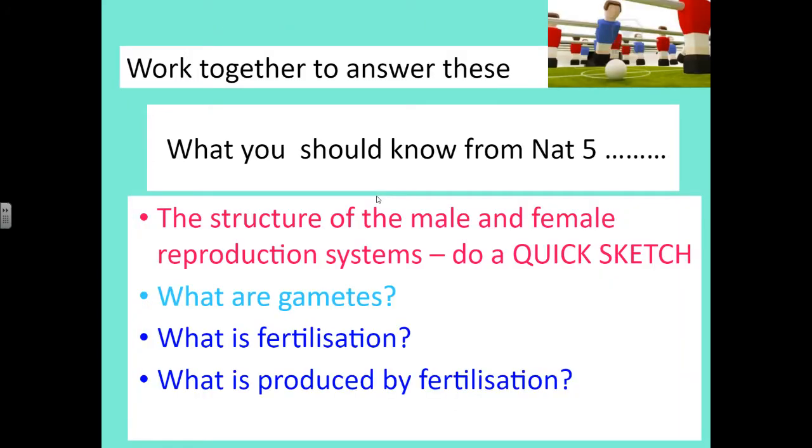So for National 5, you should know the structure of the male and female reproductive systems. You should pause the video just now and try and do as good a sketch as you can of the male and female reproductive systems. You could describe also what gametes are and what fertilization is and what is produced by fertilization.